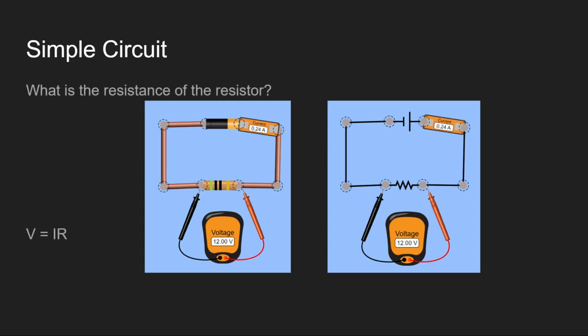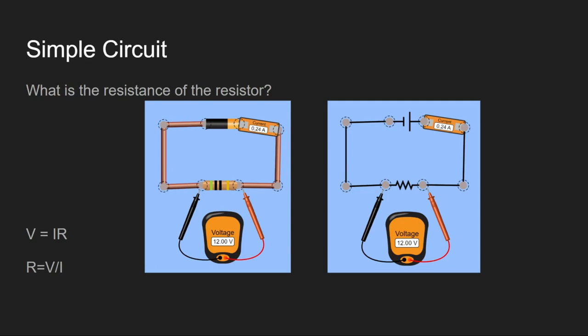So let's look at this. I hooked up a circuit like we've done before. It's reading 12 volts when I'm measuring it around the resistor. And this is a series circuit. The current is the same everywhere. And it says 0.24. So I can figure out, okay, what's the resistance of this resistor? And so by using V equals IR, I can calculate that from this simple circuit.